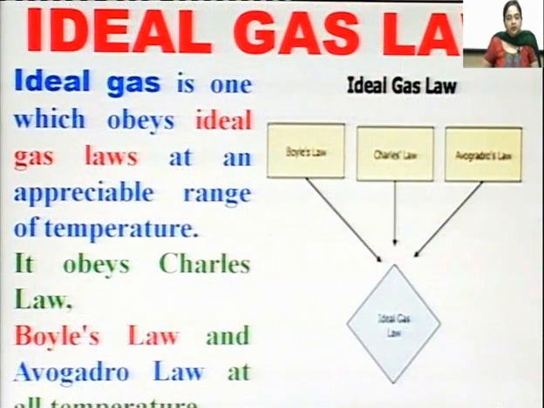Ideal gas law. An ideal gas is one which obeys gas laws over an appreciable range of temperature. It obeys Boyle's law, Charles' law and Avogadro's law at all temperatures.